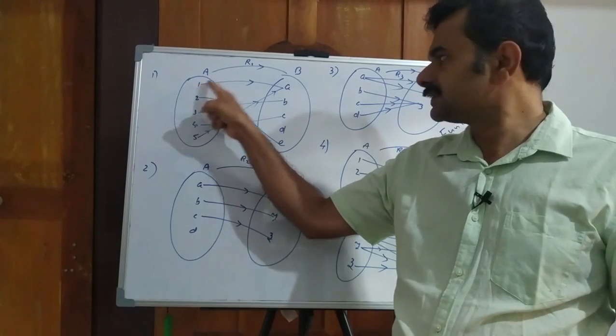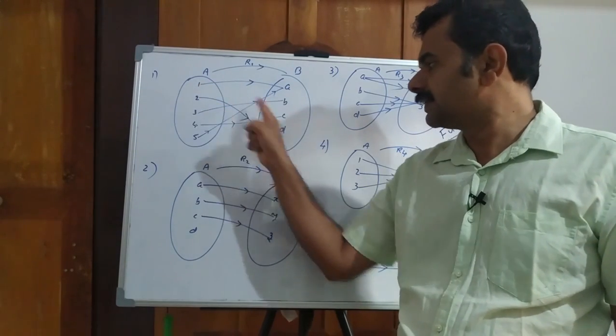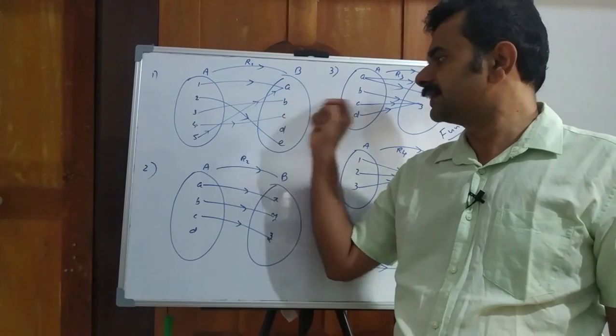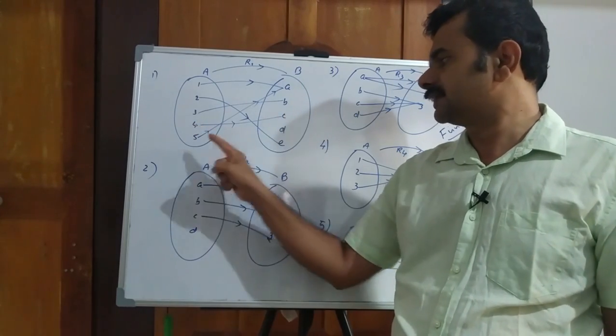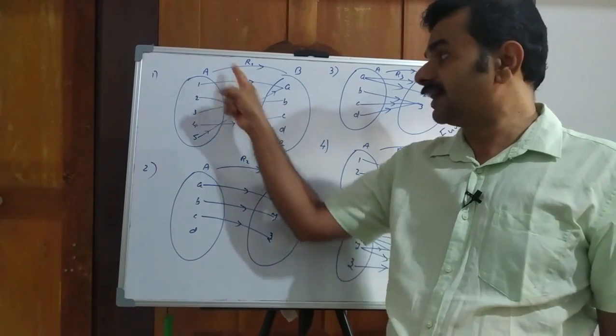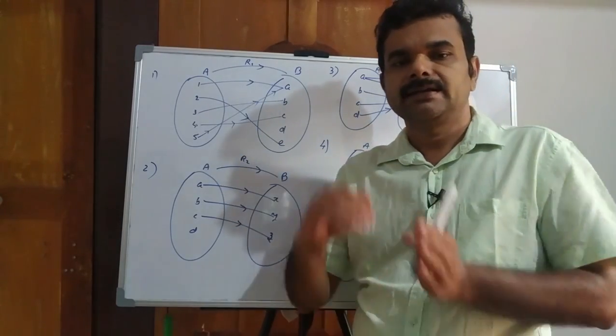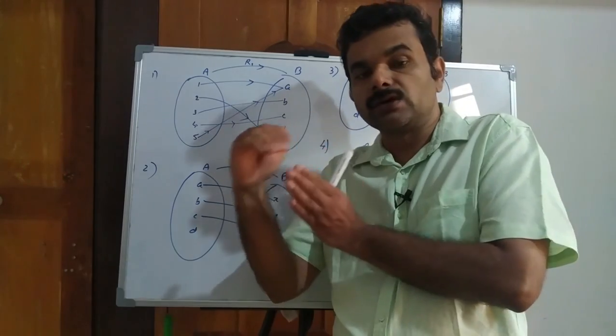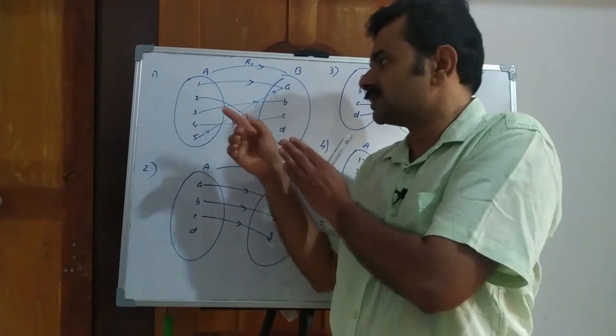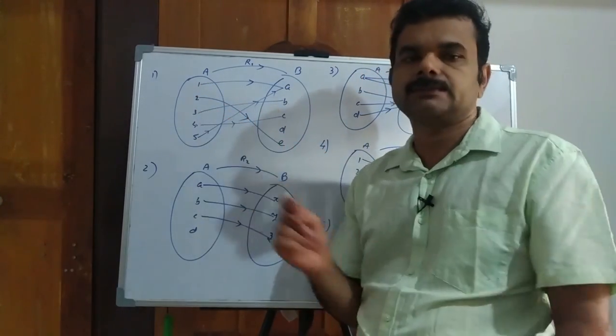1 has image, that is A. 2 has image, that is E. 3 has image, that is B. 4 has image, that is C. 5 has image, that is A. Because every element of the set A has an image, and this image is unique. One and only one image is drawn from each element of the set.